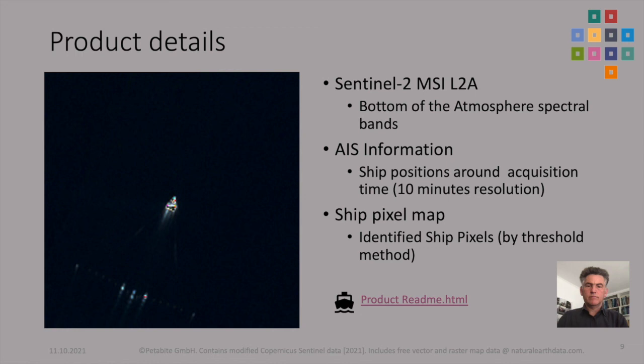The Sentinel-2 ship sighting products consist of Sentinel Level 2A data bands as GeoTIFF and AIS track and pixel information on the sighted ship. The information is also presented in human-readable form through an enclosed HTML README file.